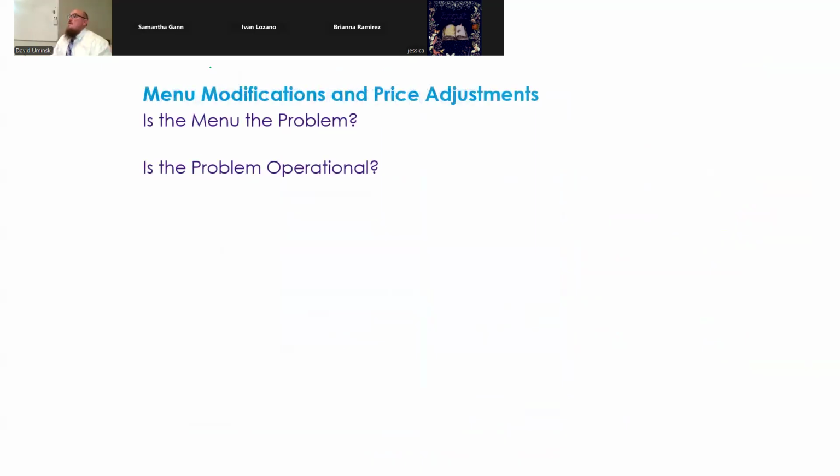So when we are considering making revisions, we have to ask ourselves, is the menu the problem? So maybe people's attention isn't drawn to those menu items. Or is the problem operational? Is the recipe too much? Does the recipe cost us too much? Are the ingredients too expensive? So is it operational, or is the menu the problem?